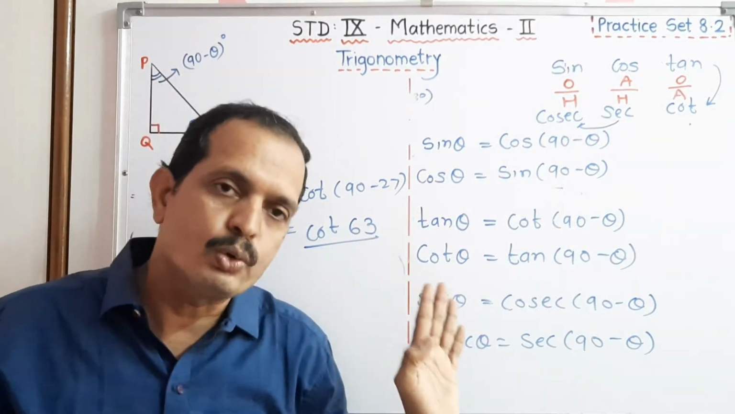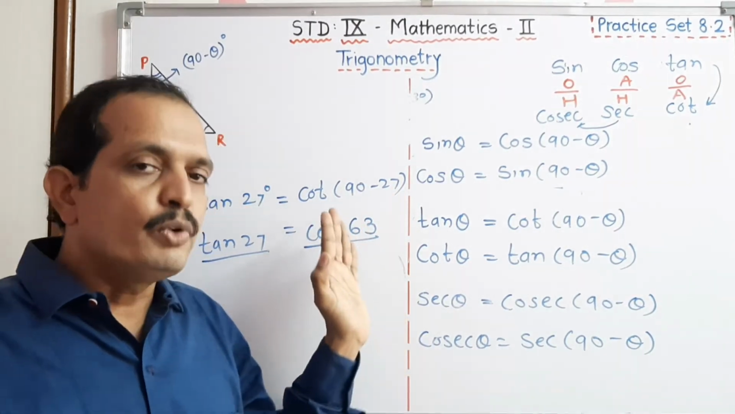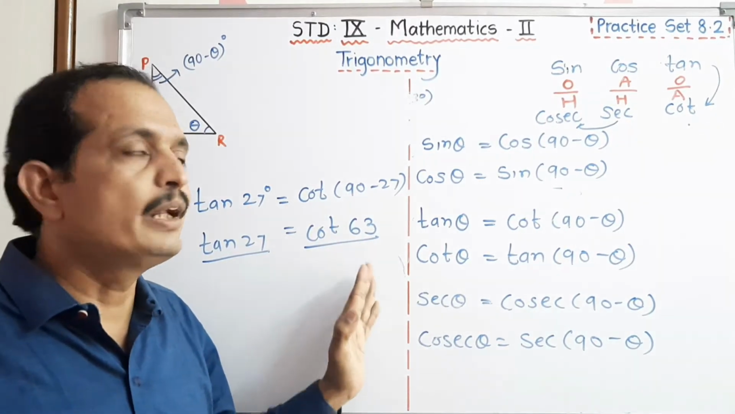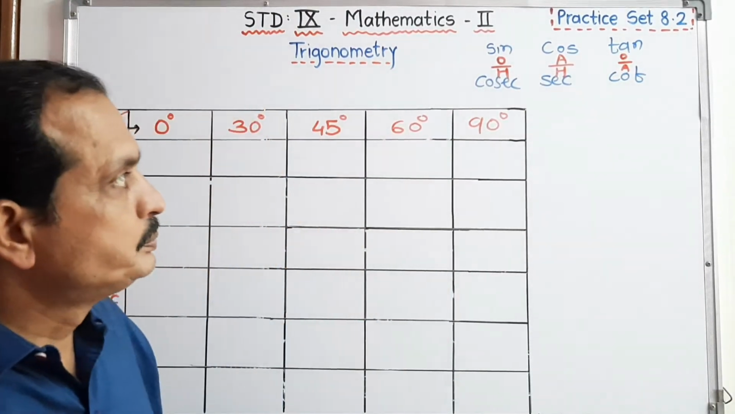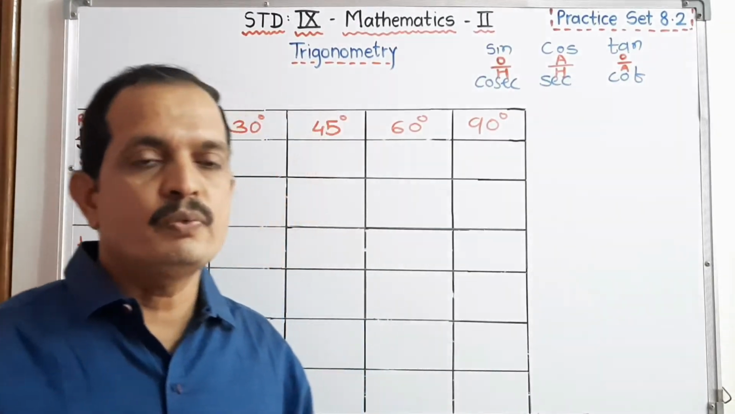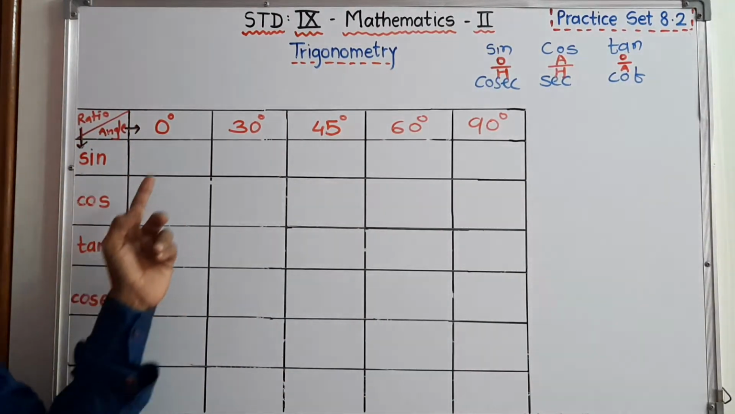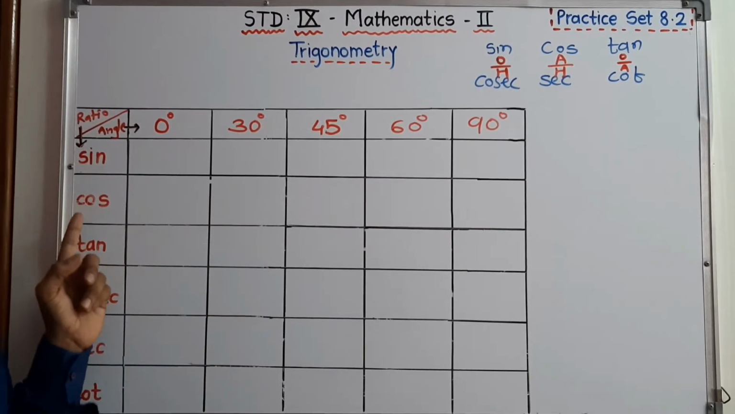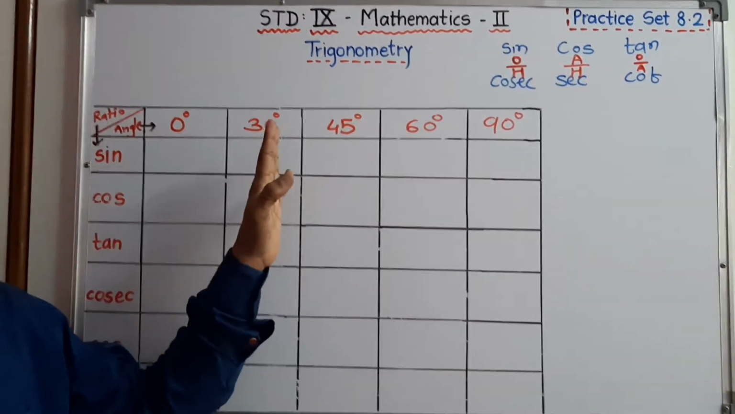Dear student, go through these formulas again. Write down these formulas. If you understood this very well, then it is very easy to solve the sums related with this trigonometry. Dear student, now we have to learn the values of trigonometric ratios for different measure of angles. See, values of trigonometric ratios for different measure of angles.